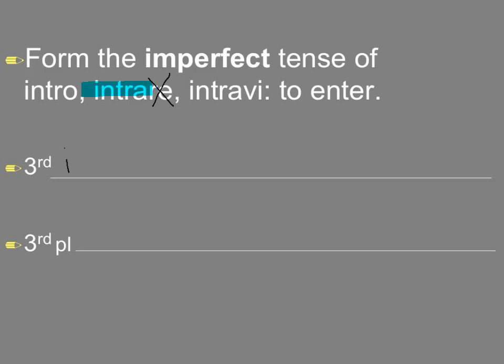So intra is my stem for both parts. Then I'm going to add a BA because that's what makes it imperfect. And then a T for third person singular, and an NT for third person plural. The difference being third person singular verbs would be used with a singular nominative, third person plurals would be used with a plural nominative like puellai.